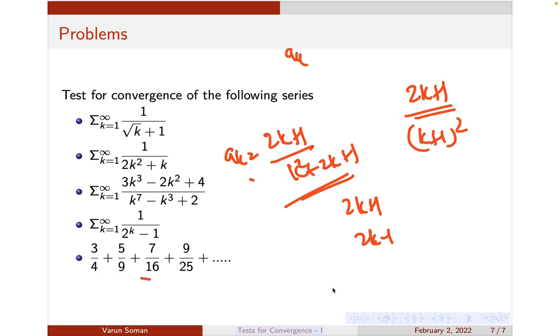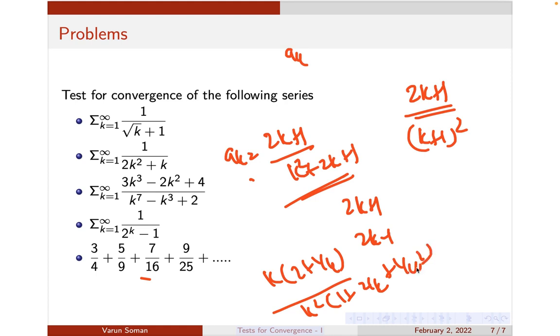Just take out the maximum power of k outside, it will be k into 2 plus 1 by k divided by k square into 1 plus 2 by k plus 1 by k square. So the effective power is 1 by k. So we'll have to compare with the series bk equal to 1 by k. When you compare, you will get the limit as 2. Therefore ak and bk will converge or diverge together, but your bk is sigma 1 by k, it is divergent, therefore this series also is divergent.